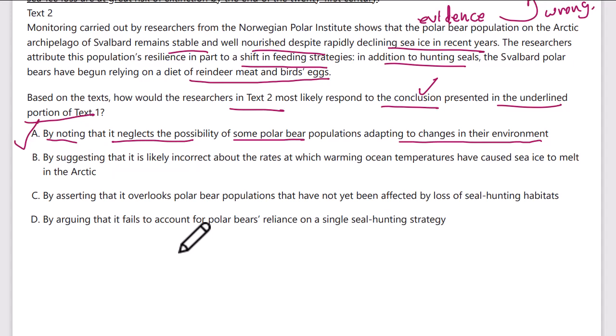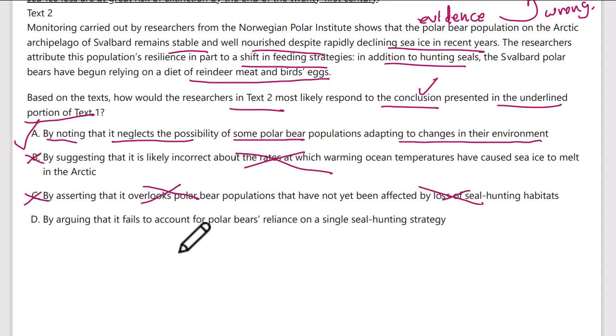B, by suggesting that it is likely incorrect about the rates at which warming ocean temperatures have caused, no, they're not questioning the actual environmental change. C, by asserting that it overlooks polar bear populations that have not yet been affected by loss of seal hunting habitats. No, text two would not say that about text one. Text one might turn around and say, hey, you gave me one example where they're changing habits, but elsewhere they still have a problem. This is not what text two would say. It's something that probably would come out of text one.